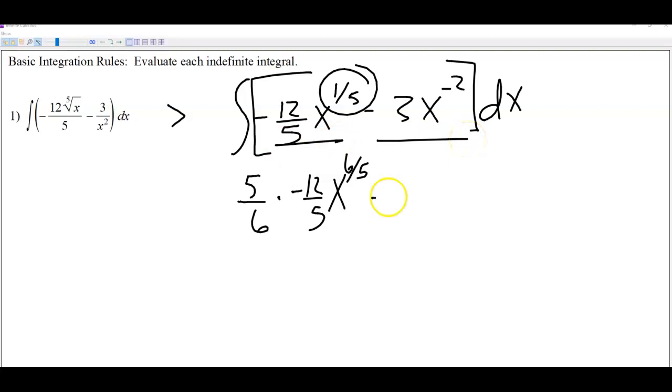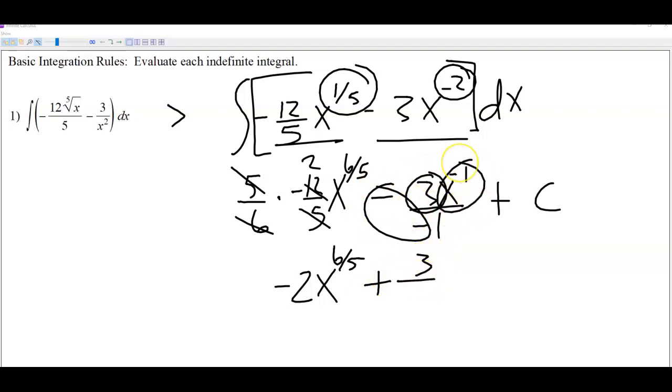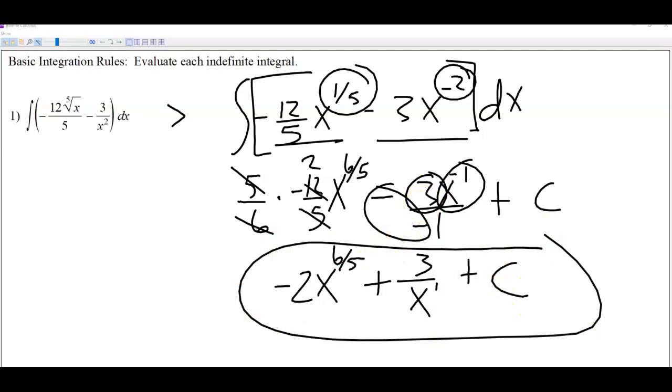Now we'll do the next piece. If you add 1 to this, you get -1, and then you also want to divide by that value. And let's not forget our plus c. So now we get to fix things up a little bit. The 5's here cancel, and 6 goes into 12 twice. So I'm left with -2x to the 6/5 power. And then these two negatives are going to become a positive. This 3 is going to stay in the numerator, while this x to the -1 goes down to the bottom as a +1. And there's our final answer for number 1.